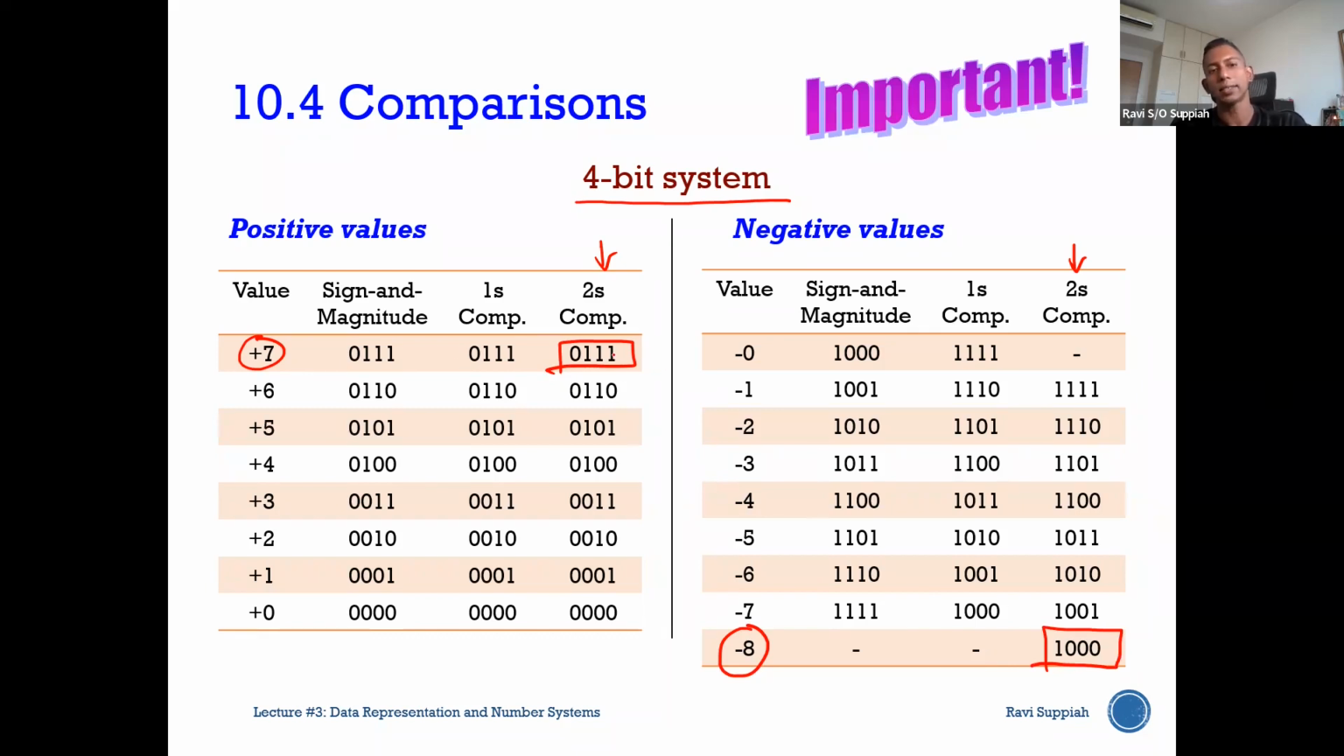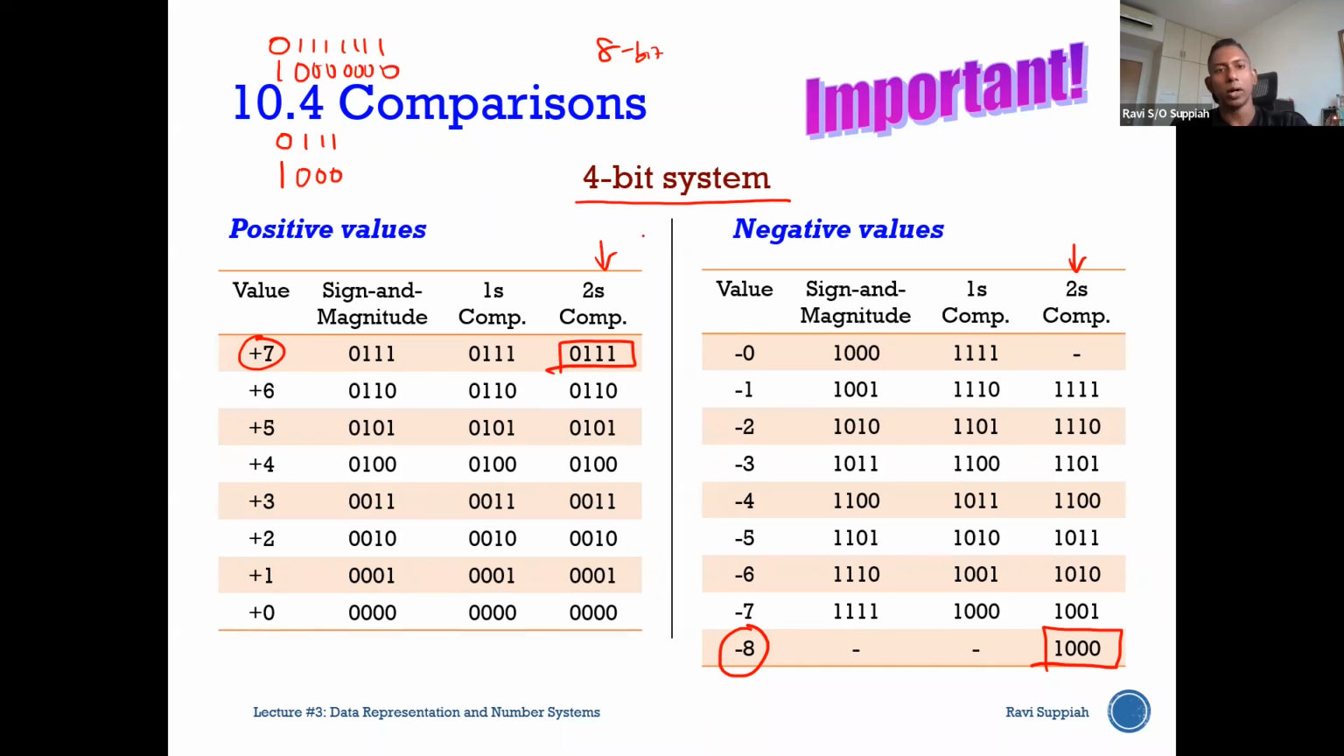Basically, the biggest positive value, if it's a 4-bit system, has the most significant bit as 0, and the remaining bits are ones. If it's an 8-bit system, the same thinking applies. The biggest positive value will again have the most significant bit as 0, followed by 7 ones. The smallest negative value is when the most significant bit is 1 and the rest are 0. So same thing over here.